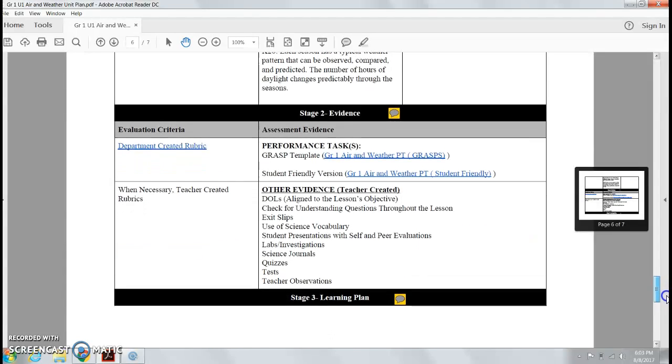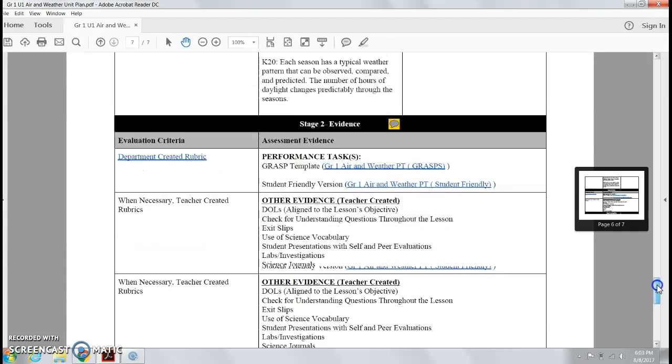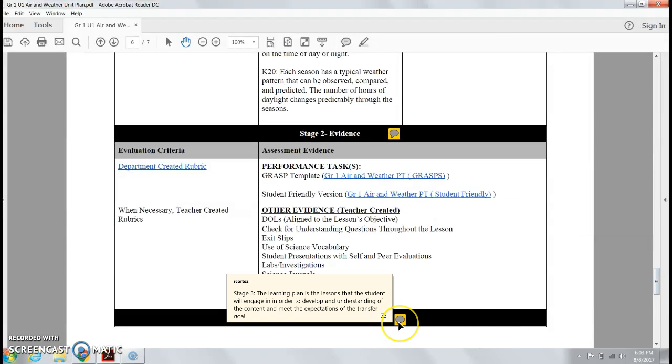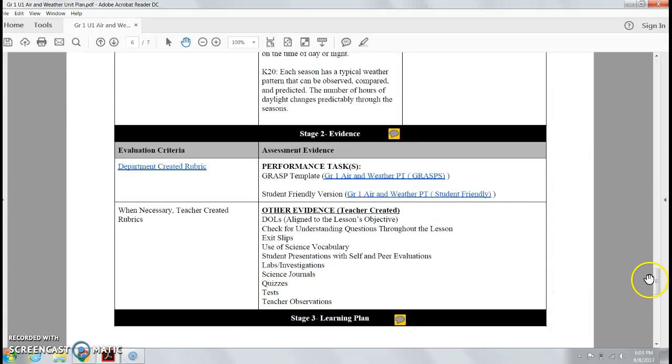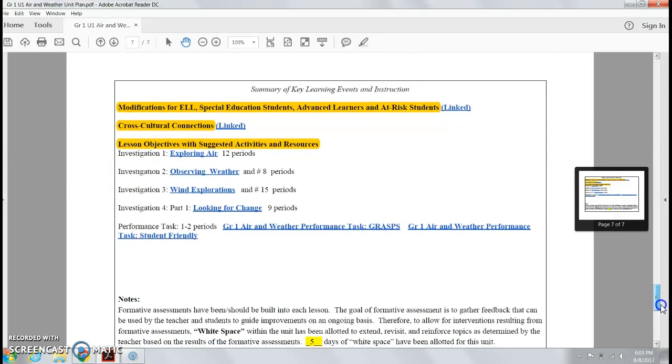Now, stage 3 is a learning plan. So this is where you actually plan out the lessons. So that's basically the lessons that the students will engage in order to develop the understandings of the content and meet the expectations of the transfer goal. So remember, stage 1 is what do the students need to learn in accordance with the standards. Stage 2 is how are they going to demonstrate that at the end of the unit. And stage 3 is all the bits and pieces and all the individual lessons that the students are going to engage in order to meet that transfer goal, which is aligned to the standards, and also to complete the performance assessment.